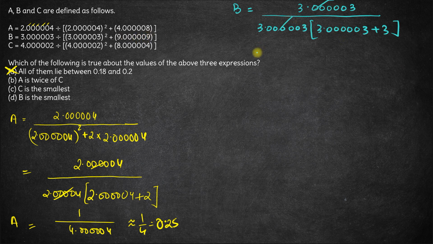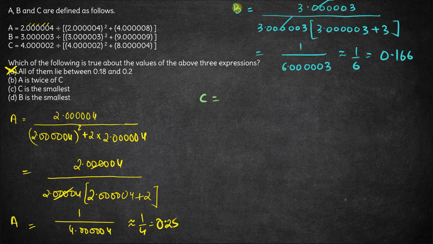So this gets cancelled out. This comes out to be 1 upon this plus this, which is 6.000003, which is approximately 1 by 6. 1 by 6 is 0.1666. This is B. And let's simplify C now.